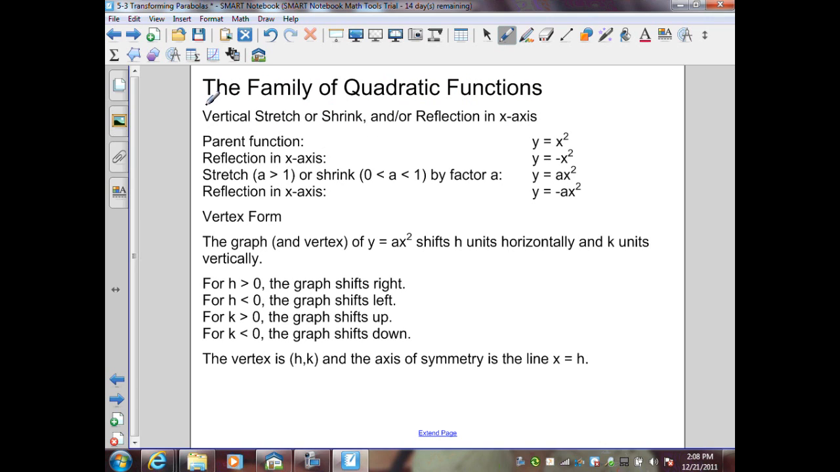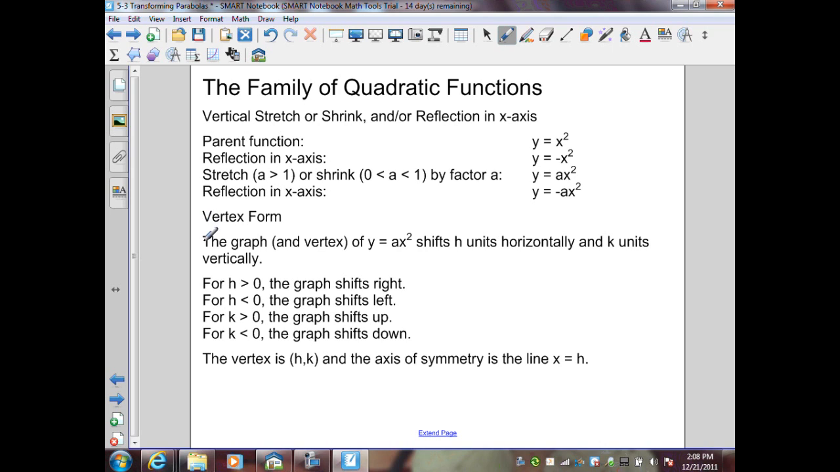We know that a quadratic function is a parabola that is either going to open up or down. The parent function is y = x², where the vertex is at (0, 0) and opens upwards. We know that we can do a reflection over the x-axis if our a is negative. We have a stretch if a is greater than 1, or a shrink if a is between 0 and 1, which is a fraction. And that stretch or shrink is a reflection in the x-axis when a is negative.